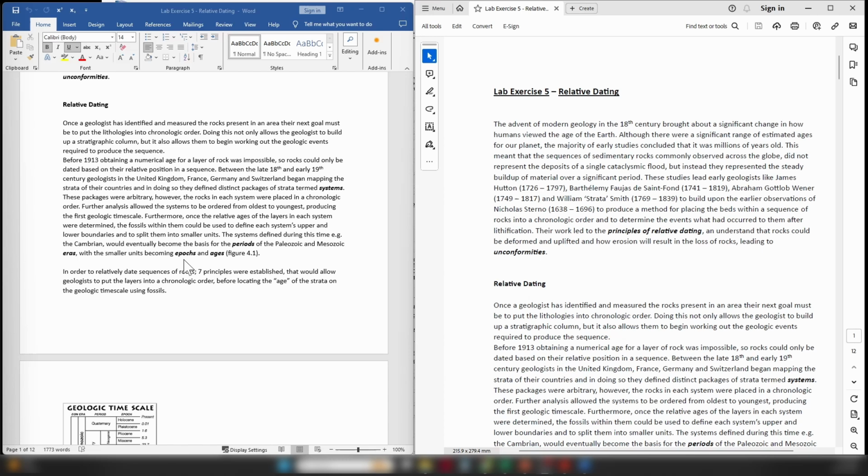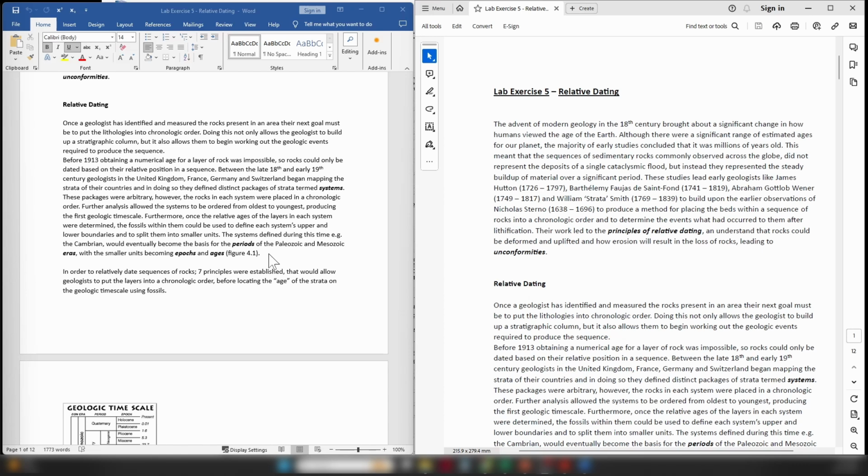So what we're primarily talking about here are the periods of the Paleozoic and the Mesozoic. So the systems are essentially the basis for the periods of the geologic timescale. So Cambrian, Ordovician, Silurian, Devonian, Carboniferous, or Mississippian, Pennsylvanian in North America, Permian, Triassic, Jurassic, Cretaceous.